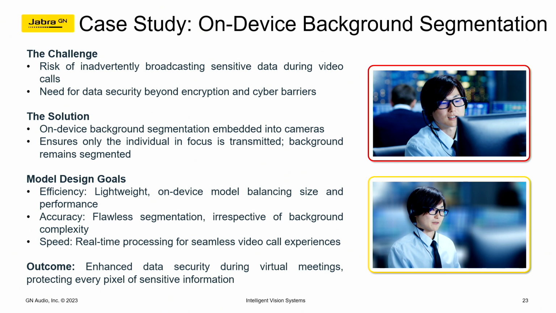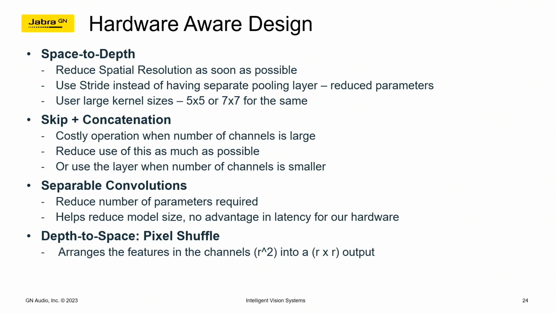Because usually the cameras used as a personal camera or in meeting rooms have other features which might be detecting people, looking at and analyzing the scenes, or doing other things in parallel. That means there are a lot of things sharing the memory and the compute together, and your model needs to fit there and still be real time. And the outcome of running this on device is enhanced data security during your virtual meetings. So coming back to all the things that we discussed so far and how they connect to us: hardware-aware design.